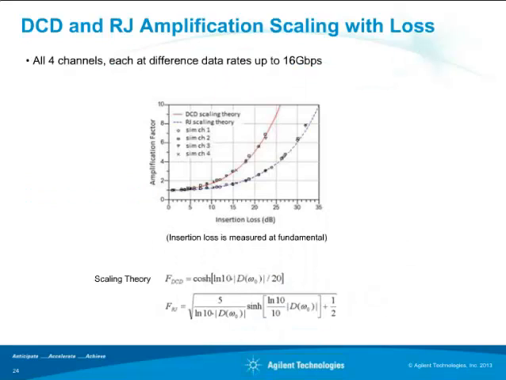In this slide, I show the DCD and RJ amplification scaling with channel loss. So the results of all 4 channels, each at different data rates up to 16 gig, are plotted against the insertion loss measured at the fundamental frequency. We can see the amplification scales uniquely with channel loss, and the theory matches the simulation results very well.